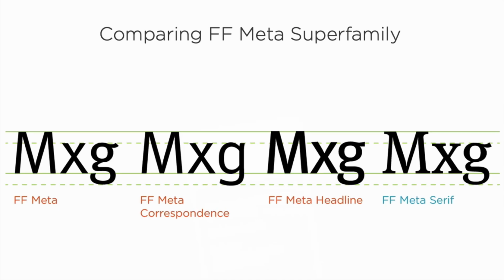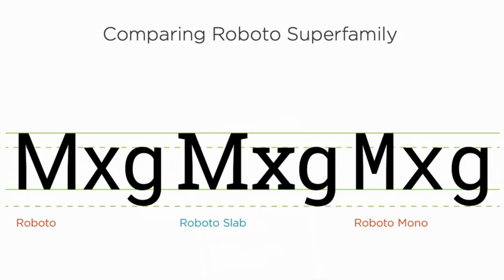What makes a superfamily work is that all of the typefaces share the same proportions and basic design. They also typically have the same X height and spacing across the superfamily's typefaces. And here's Roboto, another popular superfamily, particularly in mobile and web user interface design. It has 3 families: Roboto, Roboto Slab, and Roboto Mono.